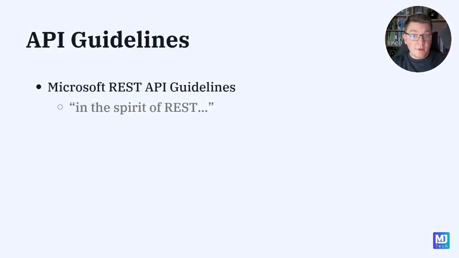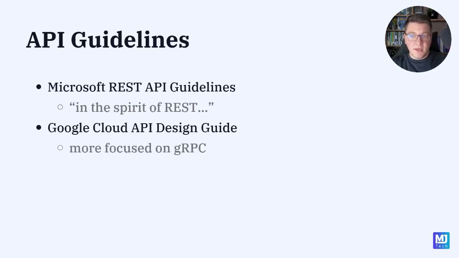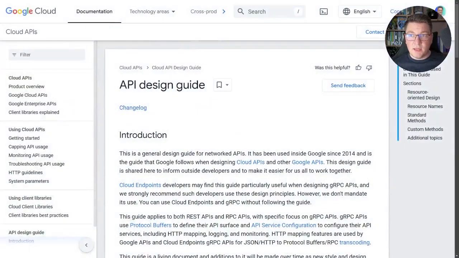Now, other than the Microsoft REST API guidelines, there is also the Google Cloud API Design Guide, which is more focused on gRPC, but I think it's still worth exploring because you can always read something interesting that may make sense in your context. The API Design Guide is available on the Google Cloud documentation, and of course I'm going to also leave a link to this API Design Guide right under this video.